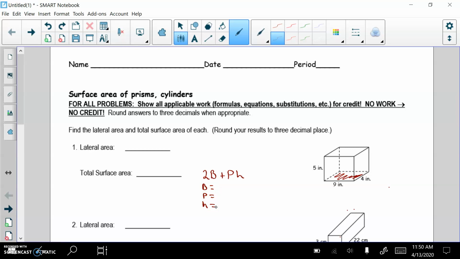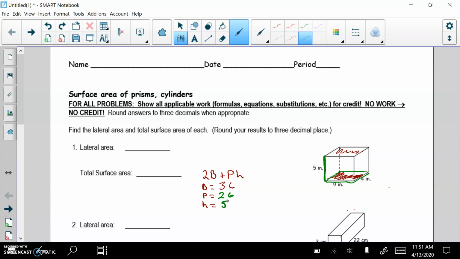The area of the base, that's what capital B stands for. So I need to find the area of this rectangle. That's 36. That's pretty easy. I have two of those. And then to find the rest of it, P times H, which is lateral area, plus the two bases. P, perimeter, is the perimeter of whatever base you just found the area of. So the perimeter of the base is 26. And the height is always the line that connects the two bases. So see my maroon shaded bases? Those are connected by the height of 5.